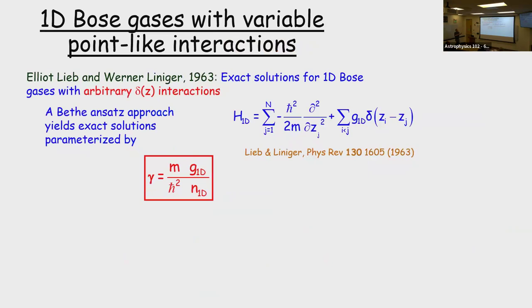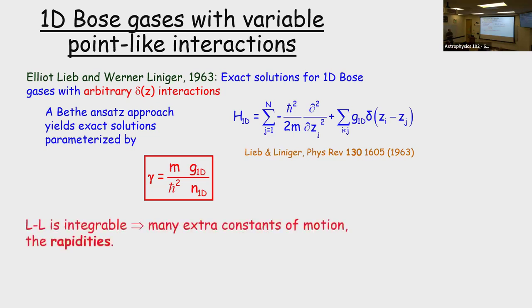So the Lieb-Liniger model is a simple Hamiltonian. There's a kinetic energy term for every particle, and then a pairwise delta function interaction term for every pair, with a variable interaction energy. And what was shown in 1963 is that you can exactly solve for the wave functions that describe this Hamiltonian if you parameterize the distribution by this dimensionless coupling strength gamma. Gamma depends upon g1D, the density, and fundamental constants. You get exact solutions parameterized by gamma. It's an integrable model, which is part and parcel of these exact solutions, which means that there are extra constants of motion, and in this homogeneous gas, those extra constants of motion are called the rapidities.